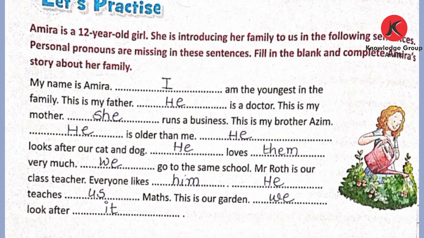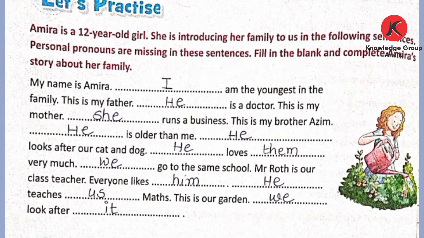So, my name is Amira. Dear students, always "I" with "am". "I" is used for ourselves, no? So, I am the youngest in the family. This is my father. Now father is a male person, so third person singular: he is a doctor. This is my mother. Mother is a female, so third person singular: she runs a business.